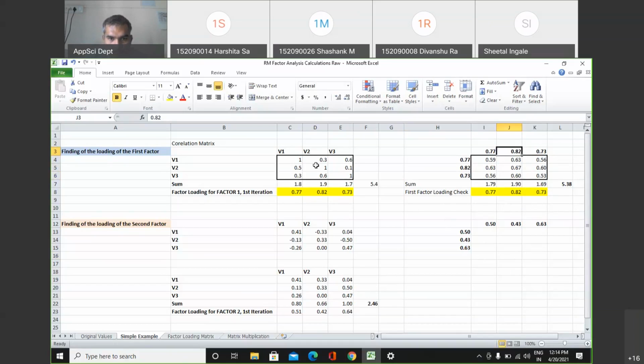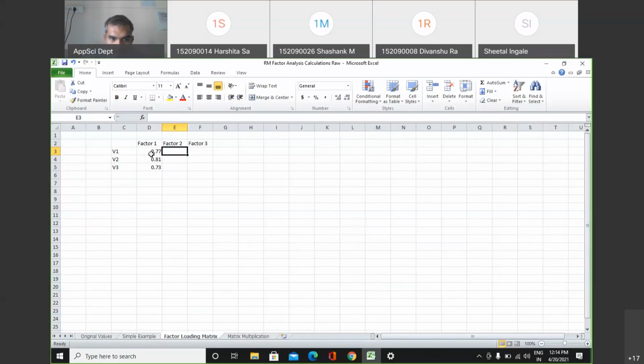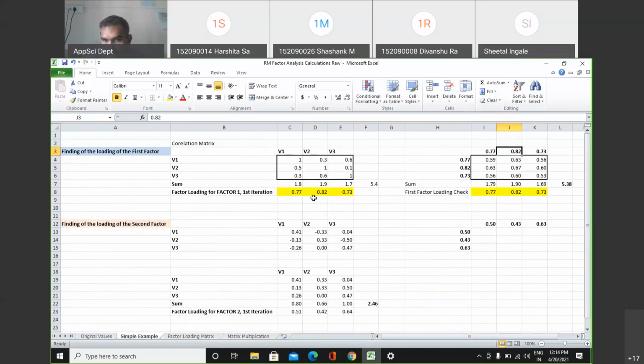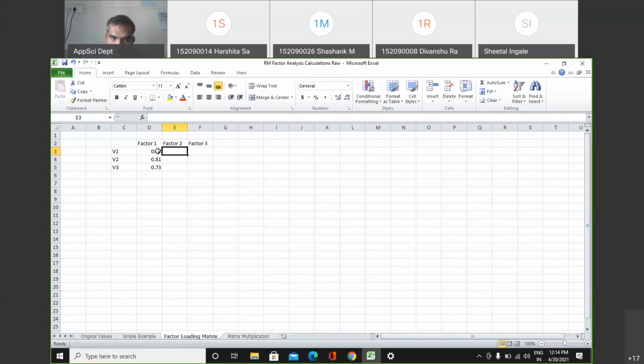One thing: if in this matrix we would have made it positive, then went along the process. So here, the first factor is done. We have taken the factor loading for each variable, from here you can say 0.77, 0.82, and 0.73. So we have got the loading for factor 1.